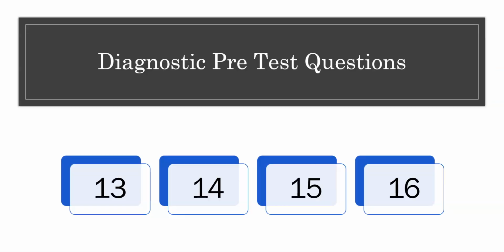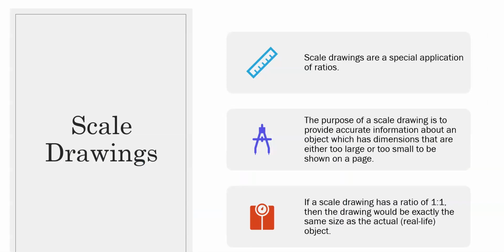Okay, so in terms of the questions from the diagnostic pre-test based around scale, I think they were about 13, 14, 15, 16, potentially 17, can't quite remember. When we're doing scale drawings, it's a special application of our use of ratio. We've learned about ratio, and this is one way that ratios are quite often used. The purpose of the scale drawing is to provide accurate information about an object which has dimensions that are too large or too small to fit on the page.